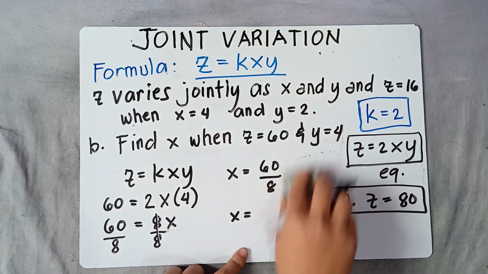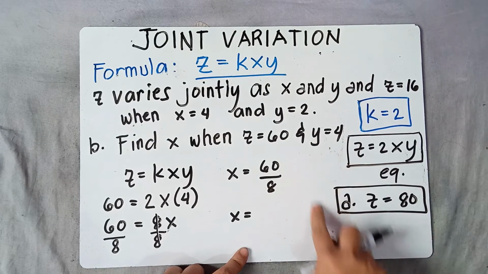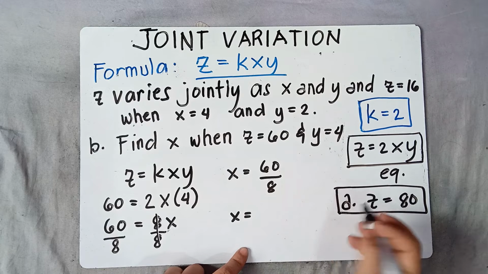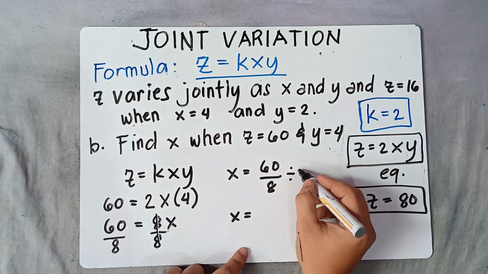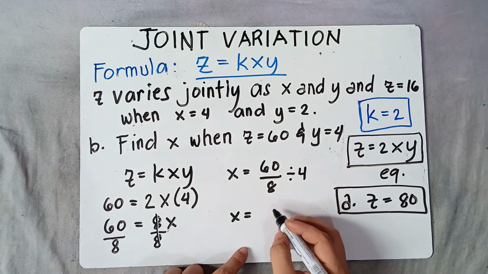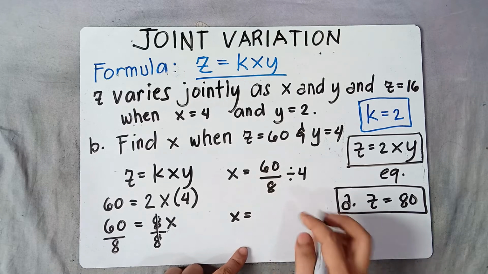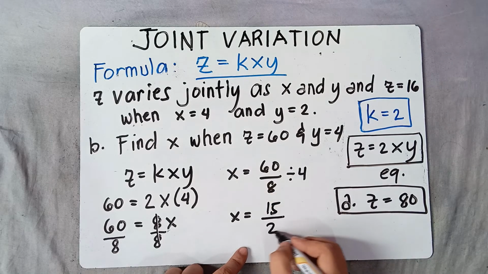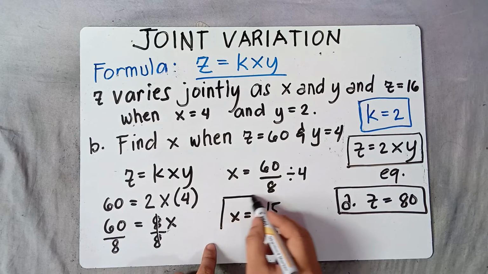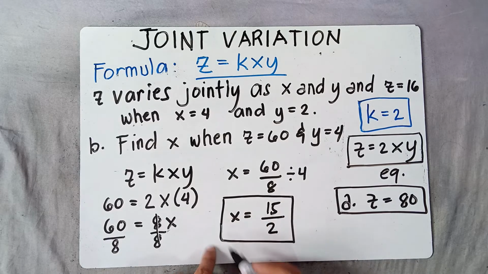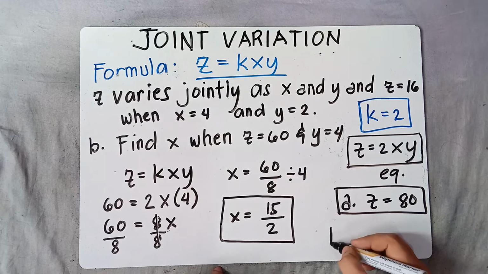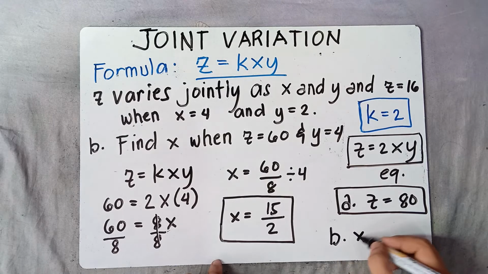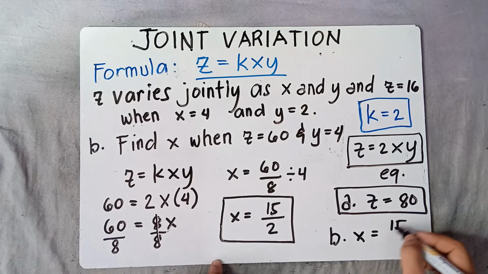So always reduce your answer to the lowest term if it's a fraction. So divide by 4. So this is 60 divided by 4 is 15. And 8 divided by 4 is 2. So our x is 15 over 2. So for b, x equals 15 over 2.